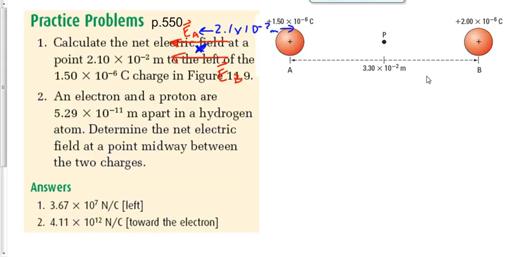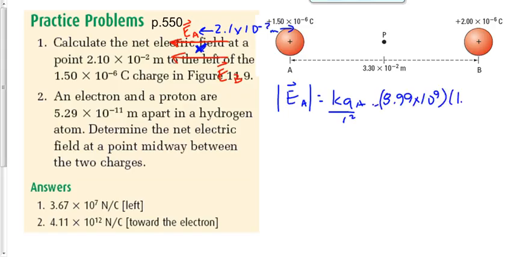Let's calculate the value of EA. Electric field A, or at least the magnitude of electric field A, is going to be KQA over R squared. It's 8.99 times 10 to the 9 times the charge of A, which is 1.5 times 10 to the negative 6. Be careful here because they'll often give us microcoulombs for units as opposed to coulombs. Give me a bit of a break in this question. The distance would be 2.1 times 10 to the negative 2. And that's going to be in meters. Don't forget to square that.